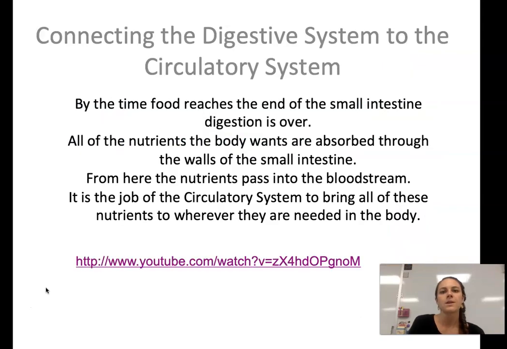So to start, I just want to tie it back to last week's class when we talked about the digestive system. We talked about how by the end of the small intestine, all the nutrients that we're going to get out of our food have already been absorbed. So the food travels through the digestive system, and once it reaches the end of the small intestine, all those nutrients that were taken out of our food get absorbed through the walls of the small intestine and right into the bloodstream. If you remember, we talked about the microvilli.